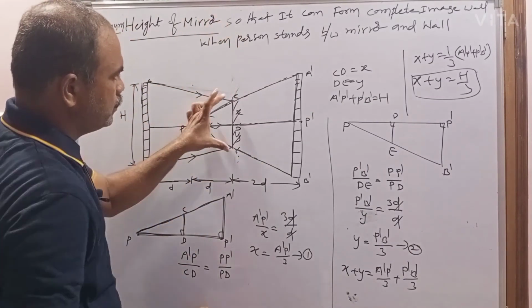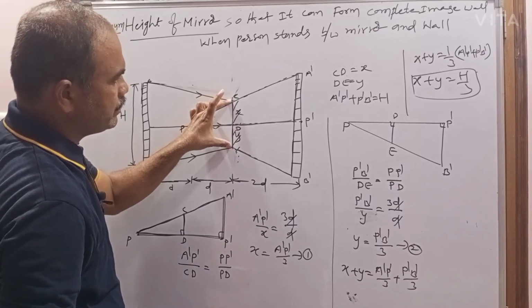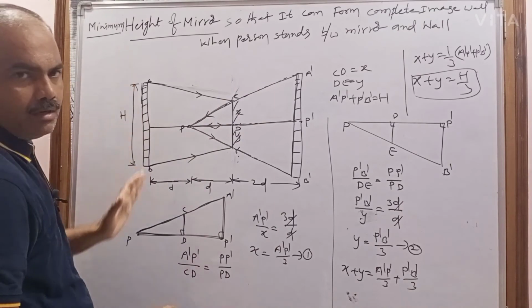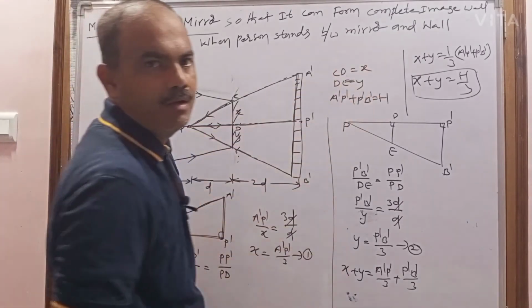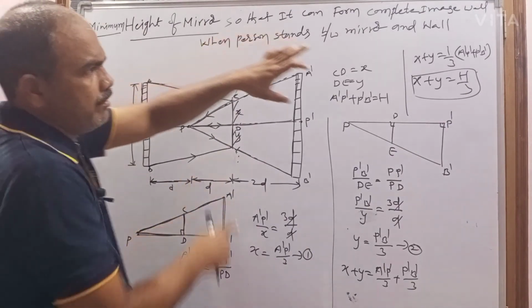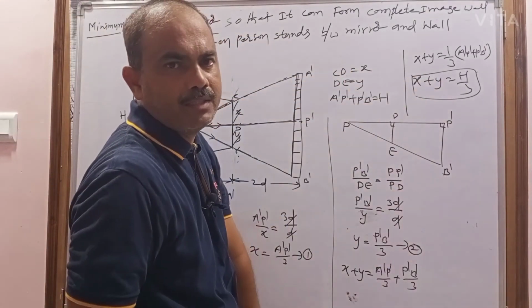So what is the height of the mirror? X plus y. So this x plus y is equal to how much, in terms of the total height of the wall? 1 by 3. To form the complete image of the wall, how much minimum height of the mirror is required? Only 1 by 3 height, 1 by 3rd part.